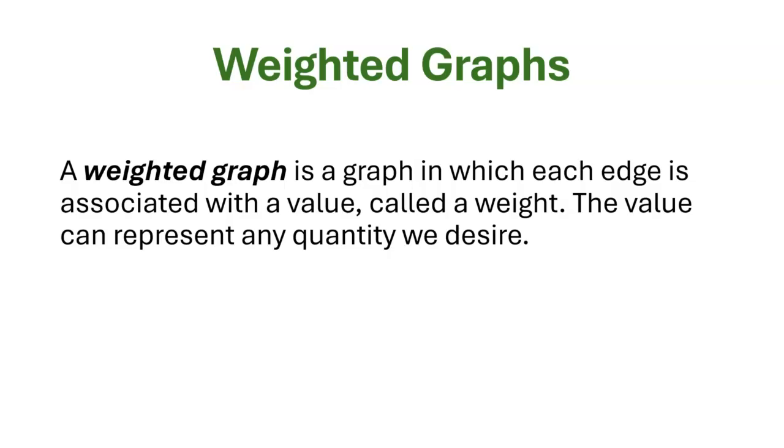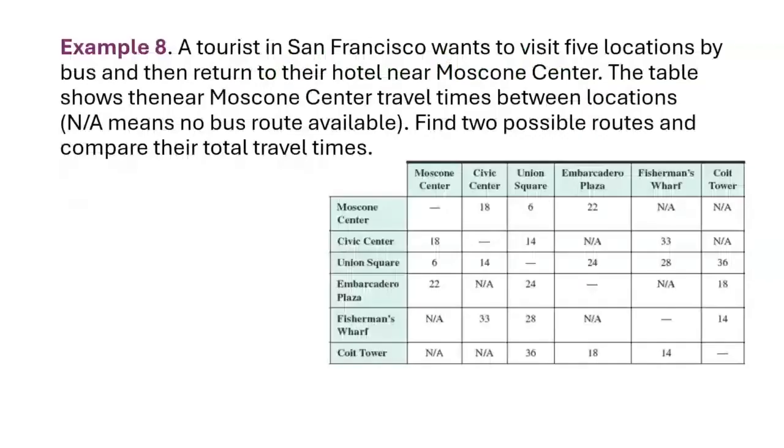The value, that number, could be anything that you want. It could be any number. You determine that number based on whatever is relevant to the problem. An example would be a tourist in San Francisco who wants to visit 5 locations by bus and then return to their hotel near Moscone Center.